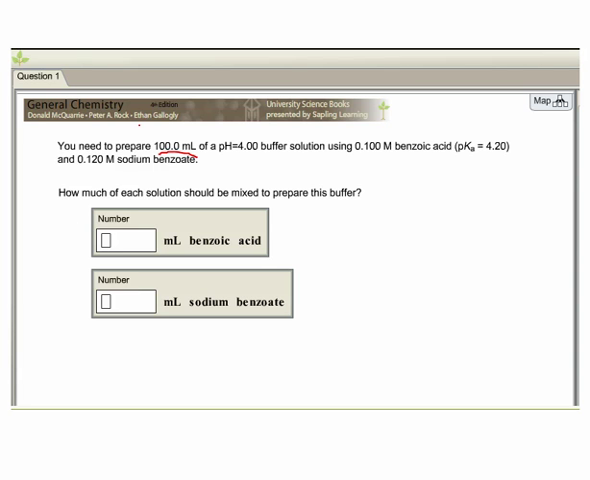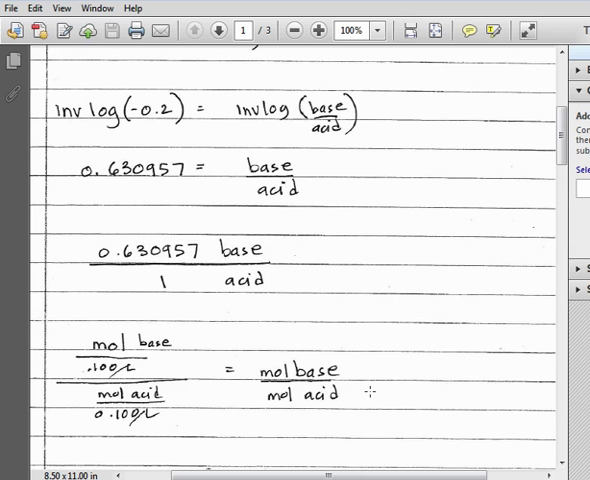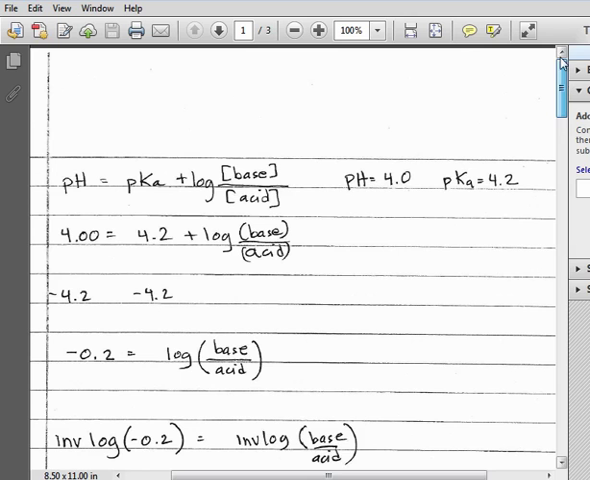In this problem, we're told we need to prepare 100 milliliters of a buffer solution with pH 4 using 0.1 molar benzoic acid, which has a pKa of 4.2, and 0.120 molar sodium benzoate, which of course is the conjugate base of benzoic acid. All right, so clearly I need to use the Henderson-Hasselbalch equation here.